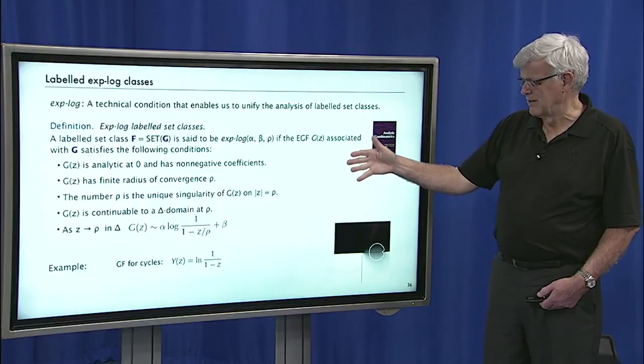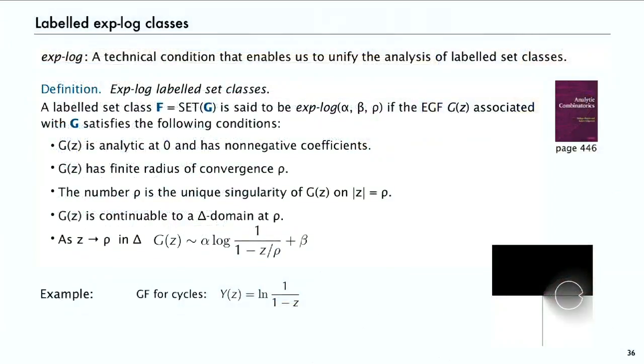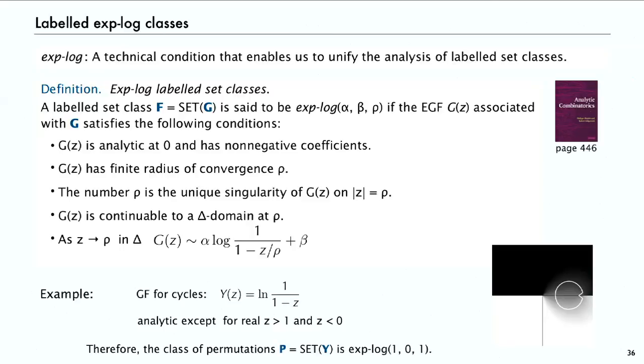So for example, the generating function for cycles is log of 1 over 1 minus z. That's analytic in its domain, so the first few conditions work. And it's equal to log of 1 over 1 minus z, so that means alpha equals 1, rho equals 1, and beta equals 0.